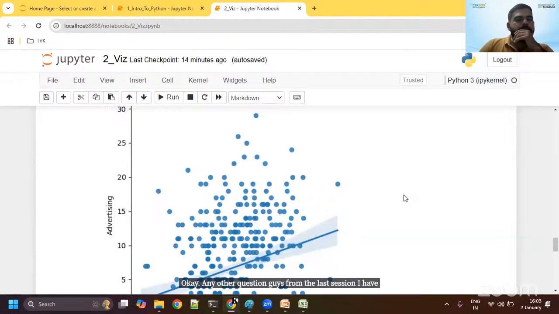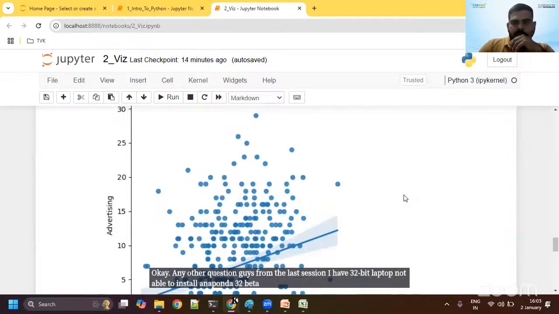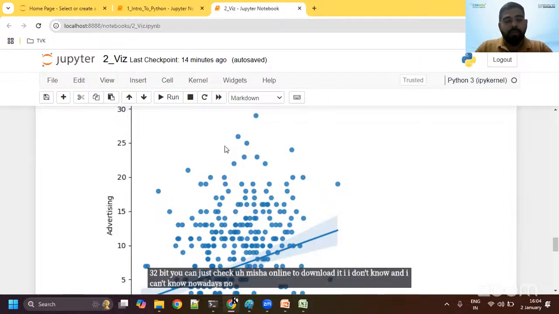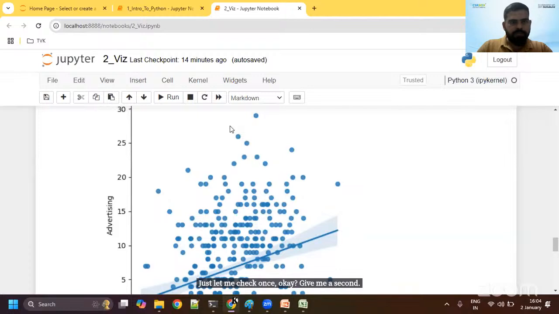I have a 32-bit laptop and am not able to install Anaconda. 32-bit, huh? Okay. I don't know, Anaconda nowadays, 32-bit is very rare. Most of the time it is 64 only. Let me check once. Give me a second. Yeah, looks like they have only 64-bit. Let's see if any of the old installers have anything.